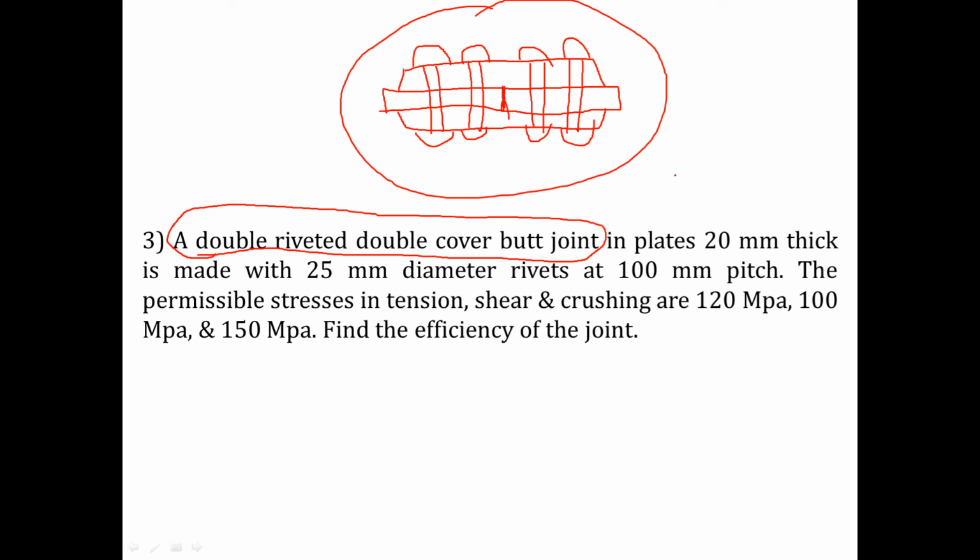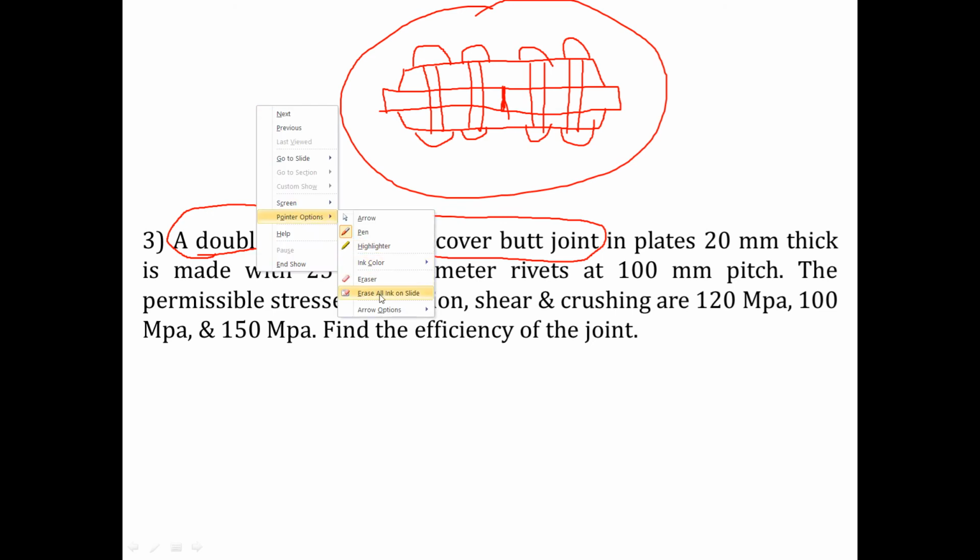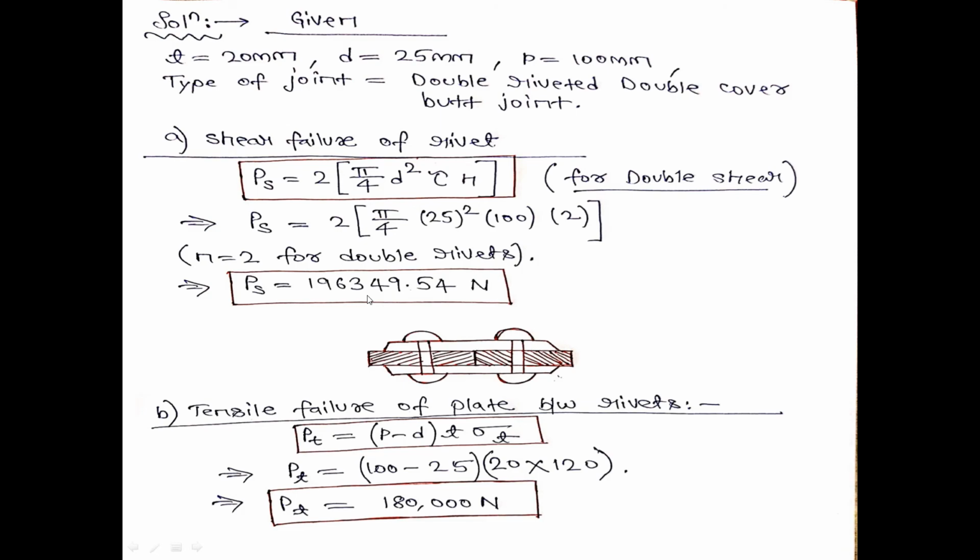So what is given? Thickness of the plate is given to you. Both the plates have the same thickness, that is, t is given to you as 20 mm. It is made with 25 mm diameter rivet. Rivet diameter, that means small d, is given to you as 25 mm. Pitch is given to you, small p equal to 100 mm. And the permissible stresses in tension, that means sigma t permissible, is 120 megapascal. Tau permissible, that is shear stress, is 100 megapascal, and crushing stress, that is sigma c permissible, is 150 megapascal. I need to find out what? I need to find out the efficiency of the joint.